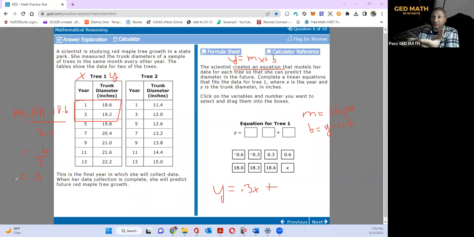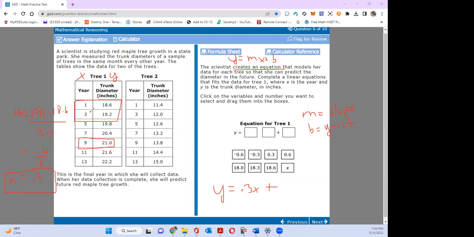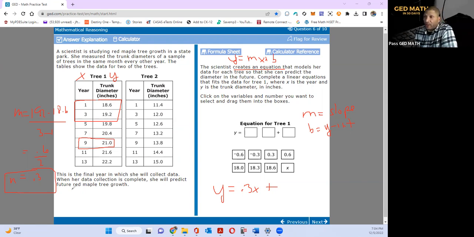So we have the slope. We just found out what the slope is. The slope is 0.3. We have a point, 1 and 18.6. I don't like decimals, so I want to use whole numbers. I'm going to stay away from the 18.6s and all that. Or I could choose 1 and 18.6. It doesn't matter. So watch this. I'm going to show you it doesn't matter.